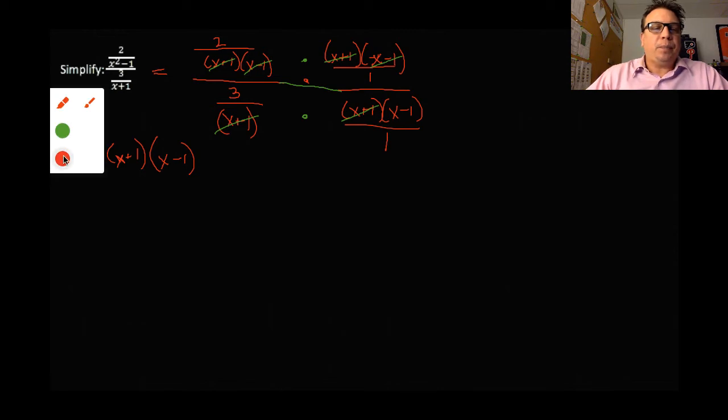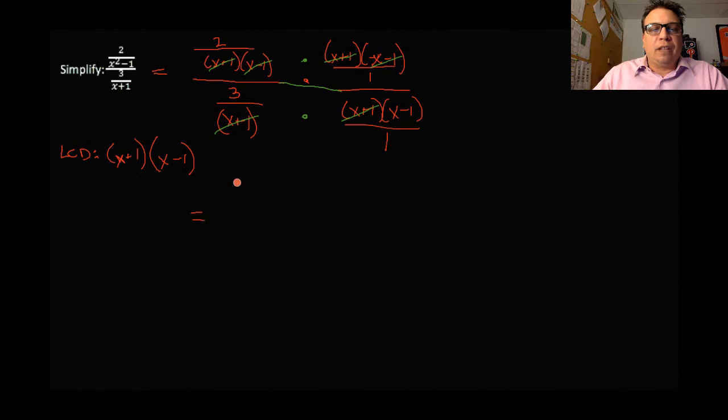All right, so now let's rewrite this. I see that in my numerator I've just got a 2 over 1. Well, 2 over 1, that's just 2. And then in my denominator I've got a 3 and an x minus 1, all over 1. That's the only thing that's left.